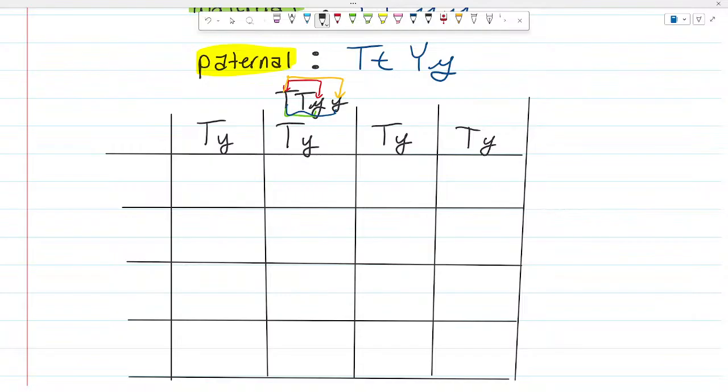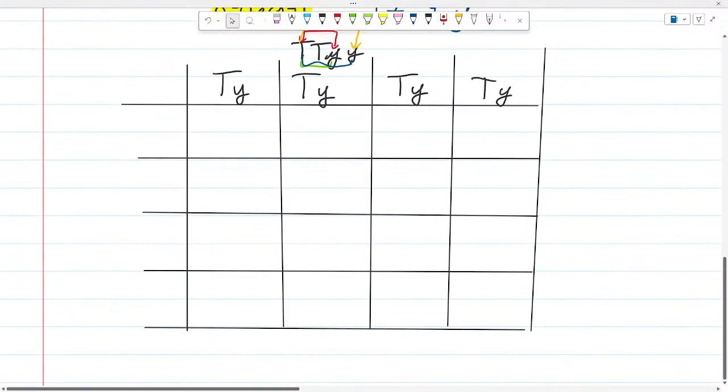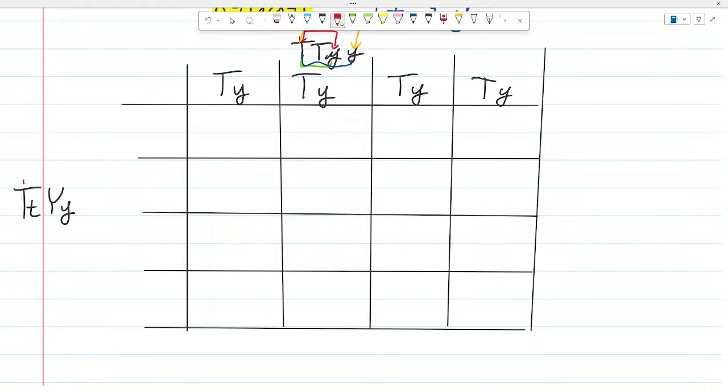Now that one was boring, but the paternal will be a little bit more interesting, because in the paternal we have big T, little t, big Y, little y. What will the possible combinations here be? Well, it will either be big T, big Y, or it will be big T, little y. That's another possible sex cell. Or it will be little t, big Y. Yep, thank you, Kate's right. Or it will be little t, little y. Those are all the possible combinations.